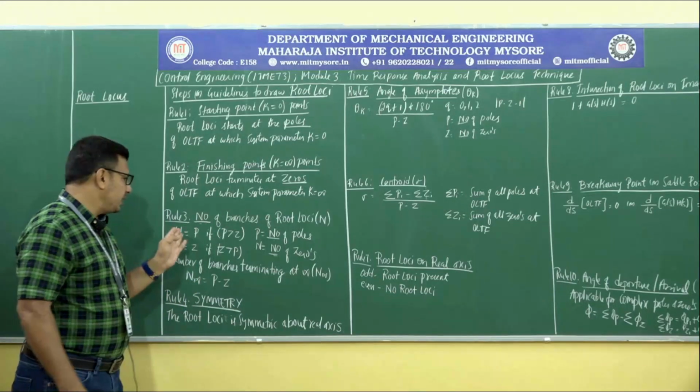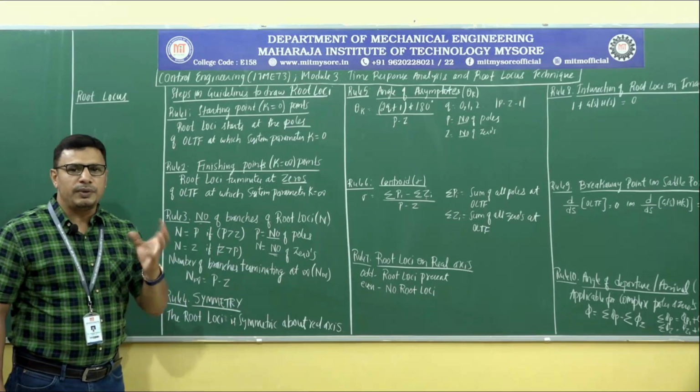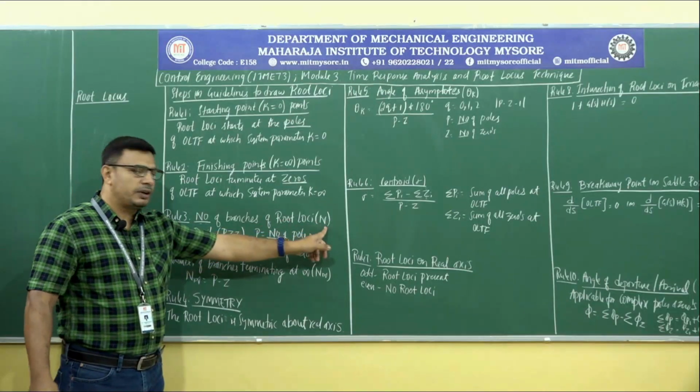Then rule number 3, the number of branches of root loci. How many branches of root loci will be there? That is denoted by N.